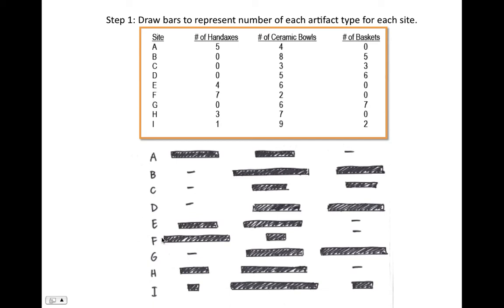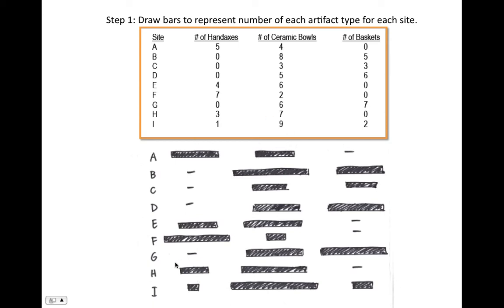And it's very important that the bars that we draw to represent the number of artifacts maintain a constant standard. So in this case, I was using centimeters. 5 centimeters equals 5 hand axes. 4 centimeters equals 4 ceramic bowls.